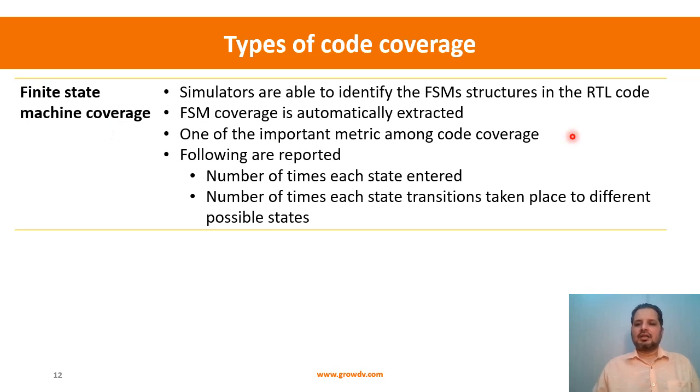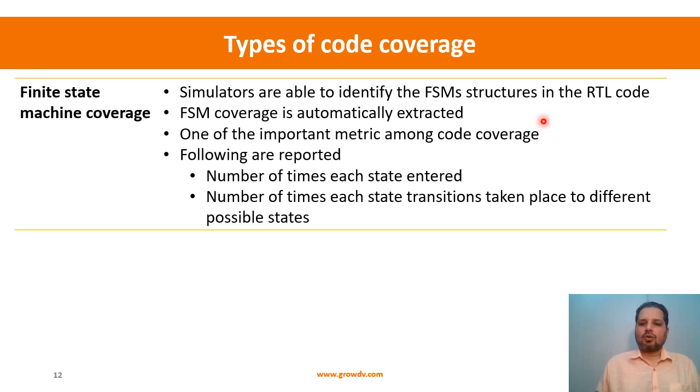So simulators can identify FSM structures, right, within your RTL code. They will be able to identify that there is a state, and based on the state you are generating the next state and the output conditions, all that it will be able to identify. So it will identify the FSM structures. And once it has identified an FSM structure, of course, there are certain coding guidelines that the design needs to follow to facilitate this process. But once you have followed those coding guidelines, the FSMs get automatically detected, the coverage for them gets reported, and the FSM coverage is all automatically extracted.